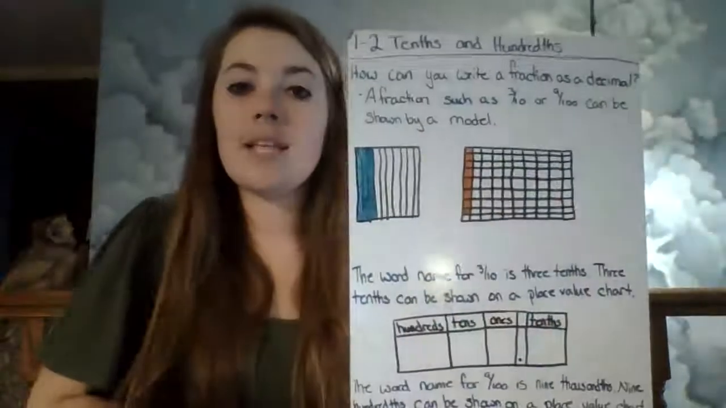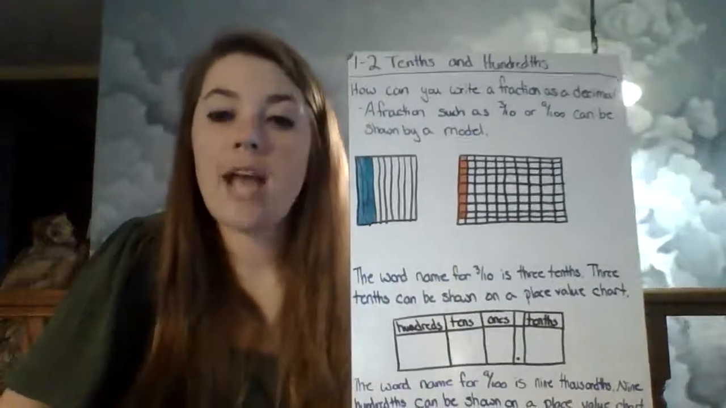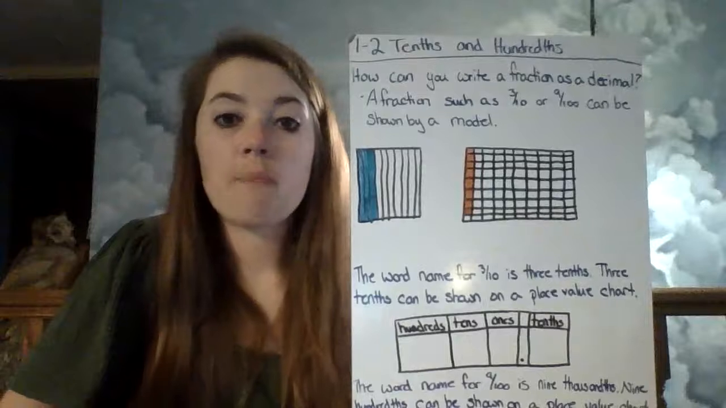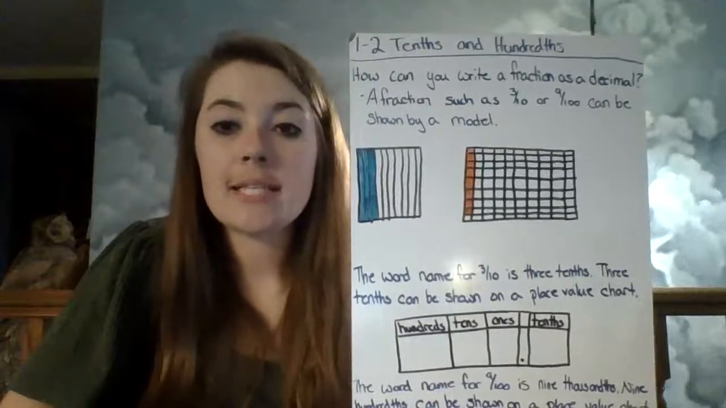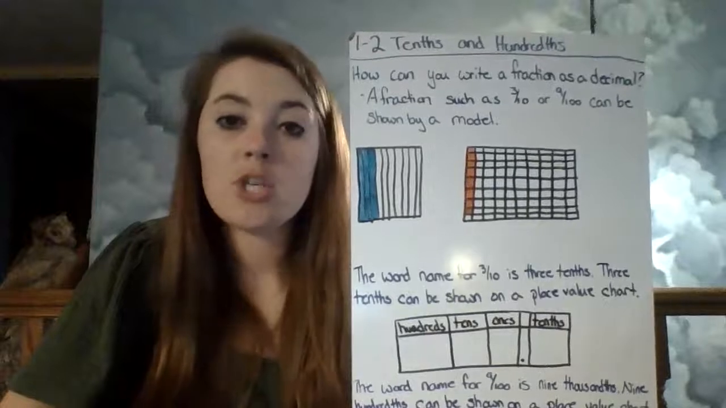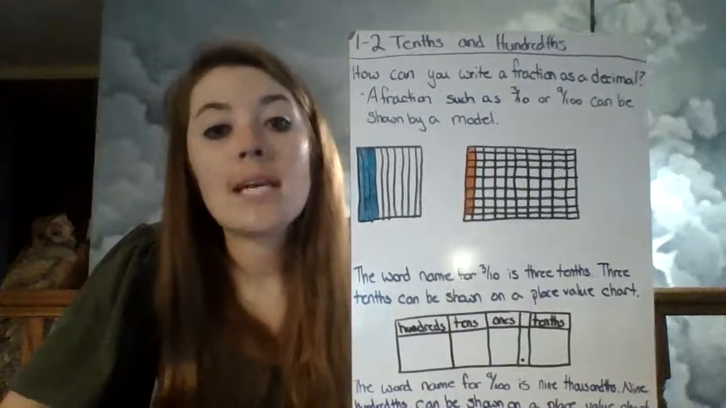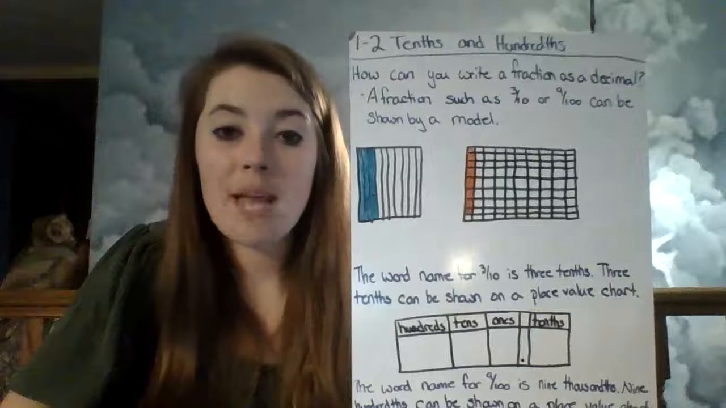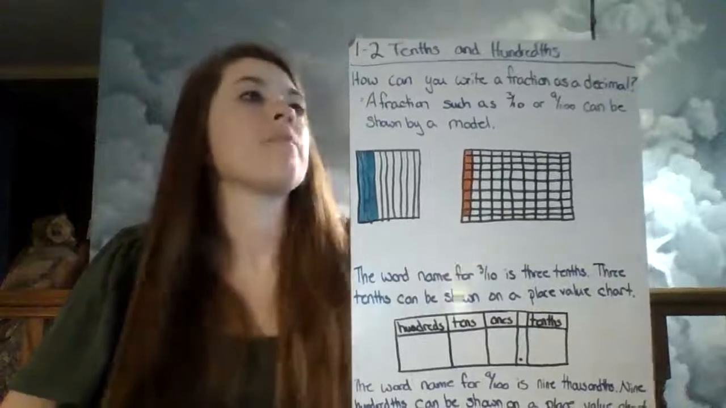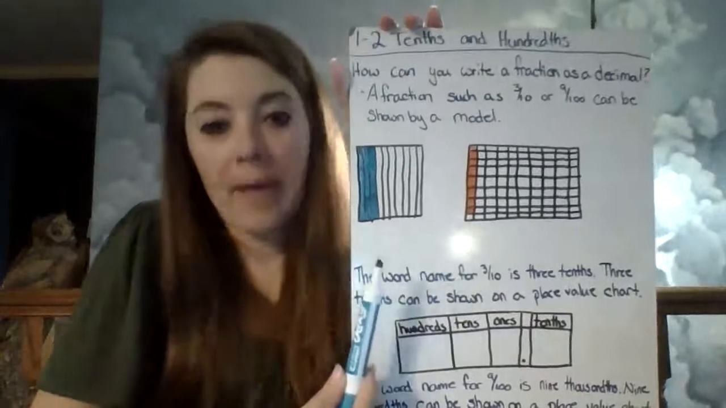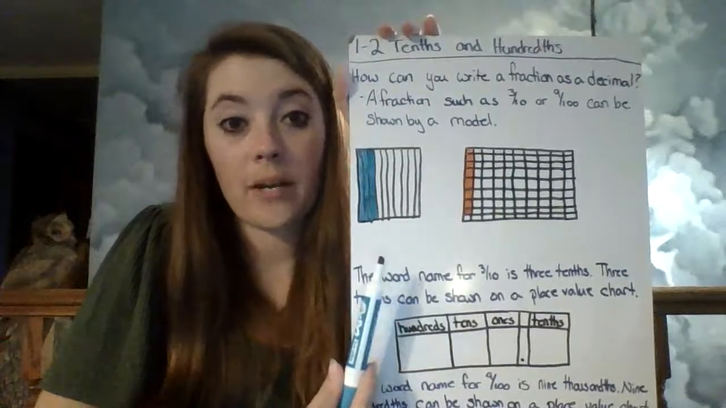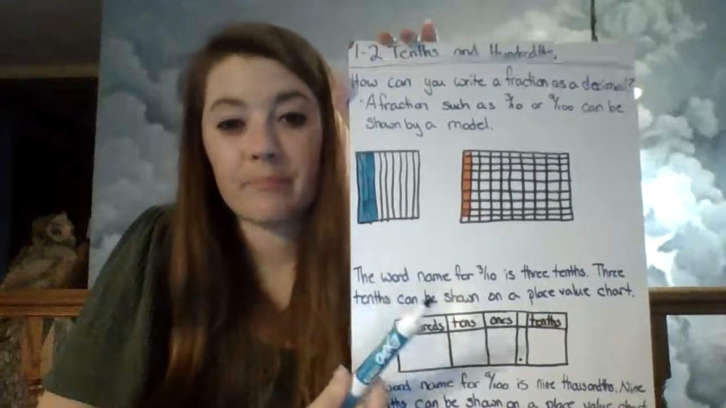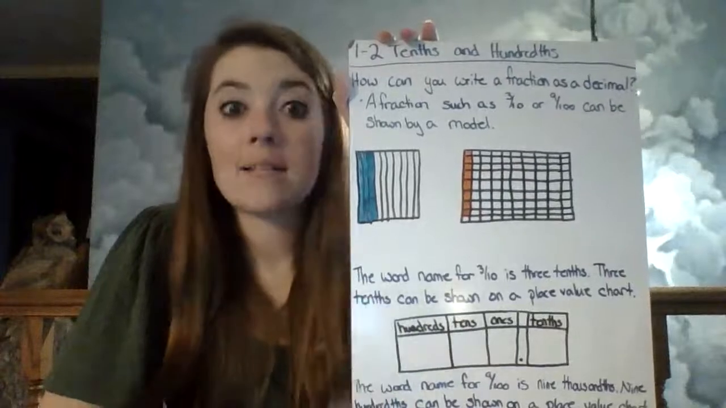Alright, so tenths and hundredths. How can you write a fraction as a decimal? Sometimes we want to convert between the two. A fraction, such as 3/10 or 9/100ths, can be shown by a model. Sometimes we can use models to help represent what this actually looks like for us. Now, my models are not 100% accurate because I couldn't make them quite accurate drawing them freehand. But you get the idea.